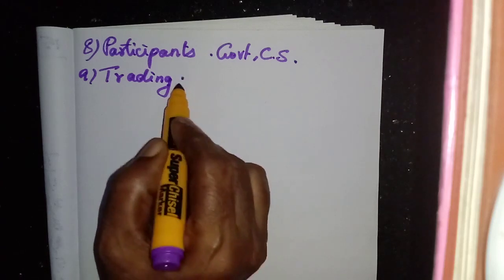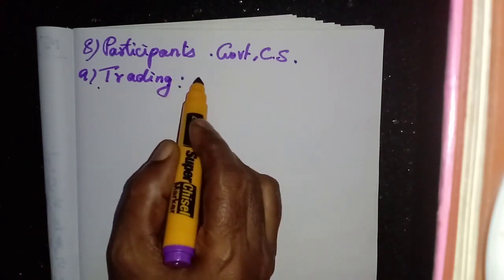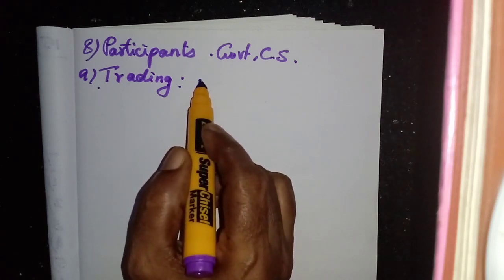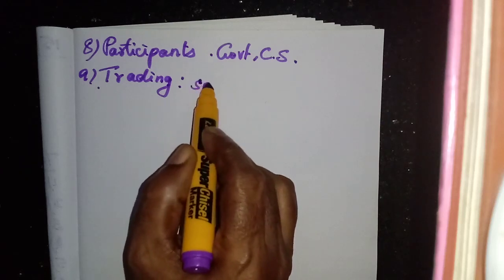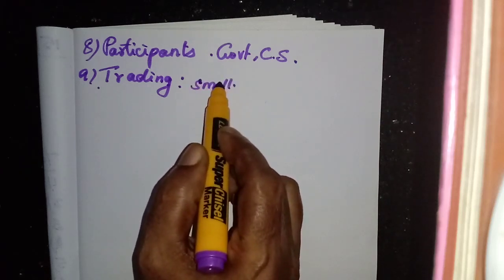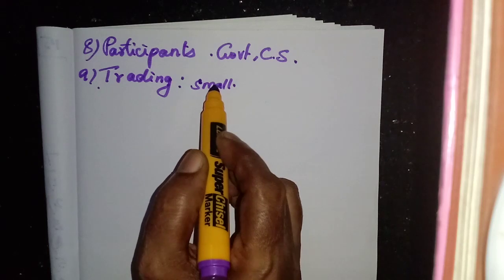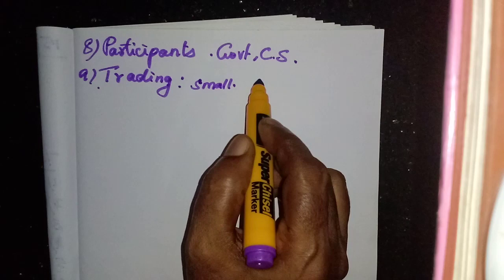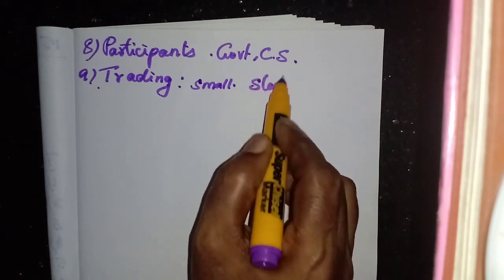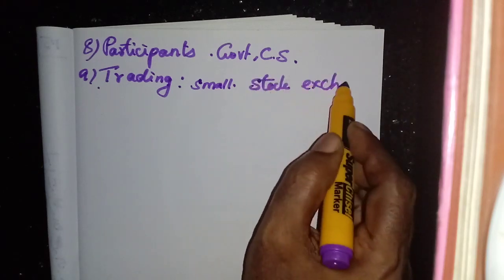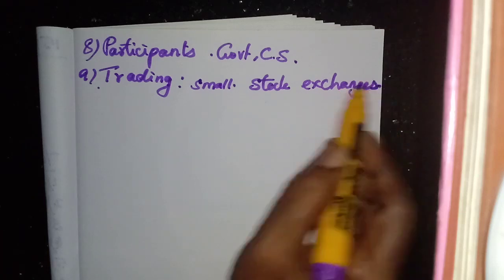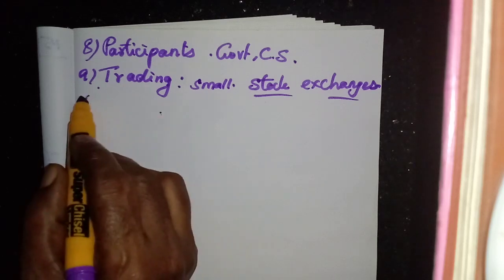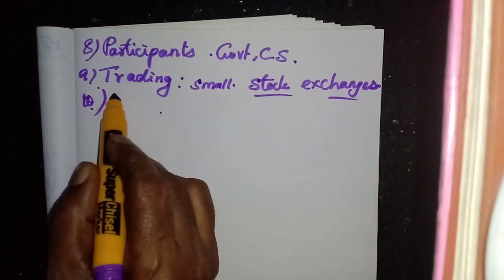Here, trading is not done only in the stock exchange, isn't it? In the secondary market, but it is less active. Very small. Still, they purchase and sell the securities in stock exchanges. In stock exchanges they purchase and sell these government securities, but it is very less active, not like the company's shares. Okay, then issue mechanism.